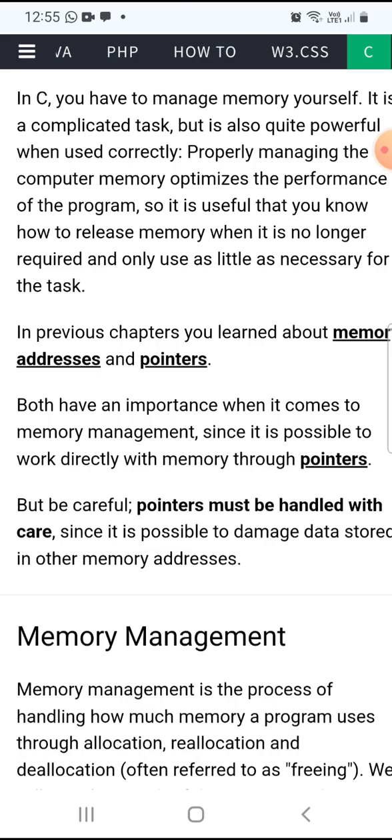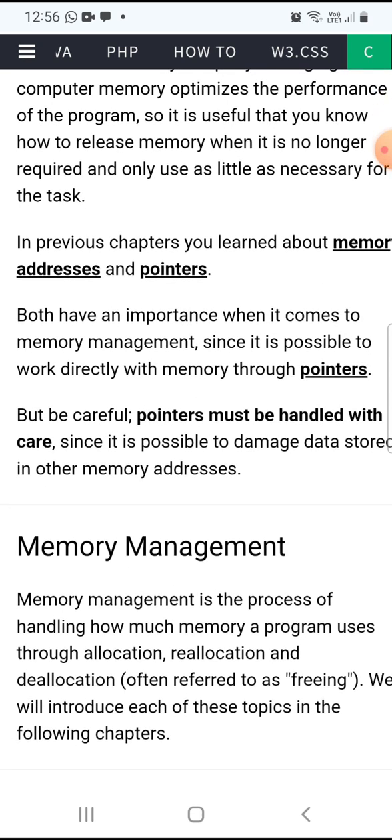So if we know how to release the memory when it is no longer required, it is very useful to manage the memory. In the previous chapter we studied the memory addresses and pointers, which are related to managing the memory.